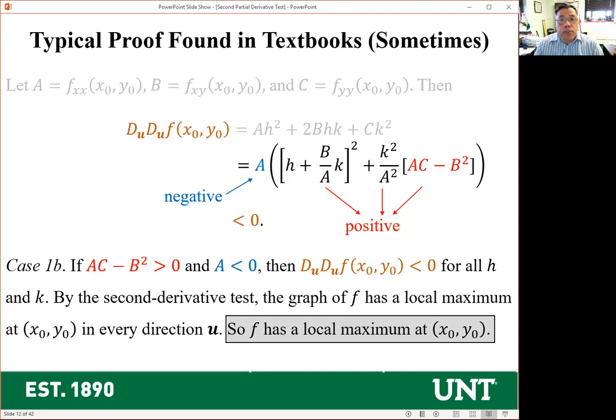Case 1b, suppose that the term in red is positive, but the a in blue is negative. Then we end up with a negative times a positive, and the net effect is that the second directional derivative in the direction of u must therefore be negative.